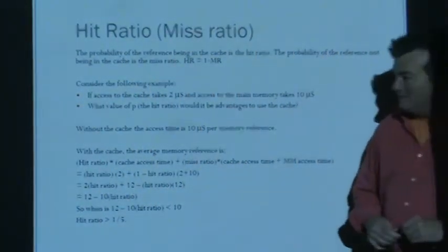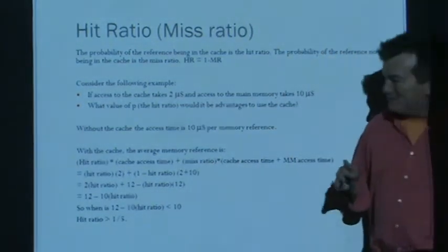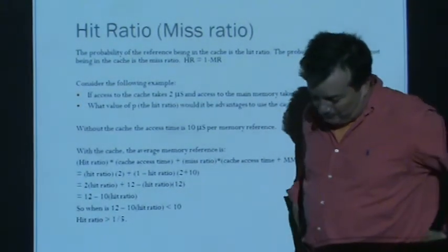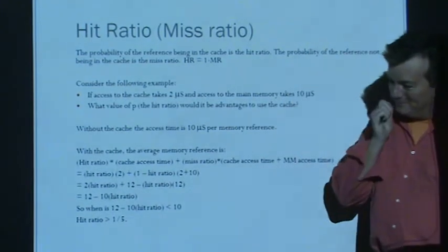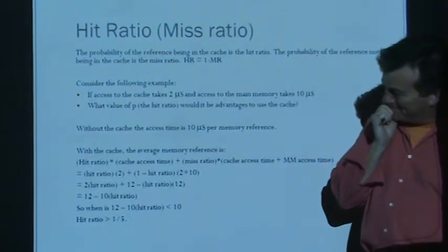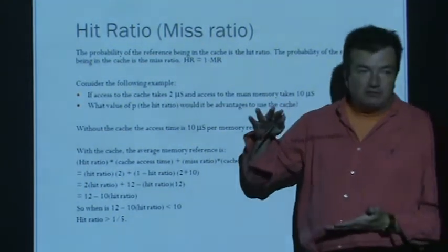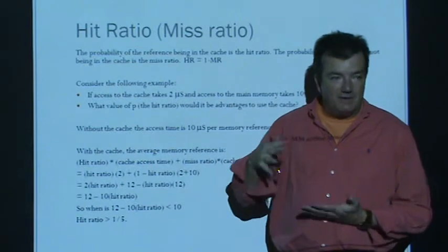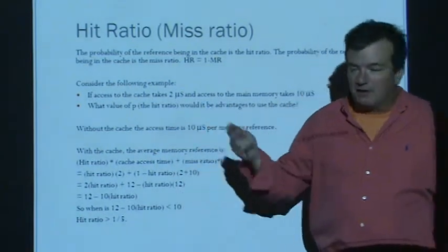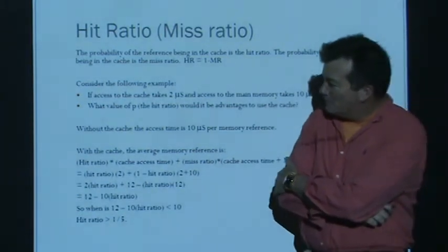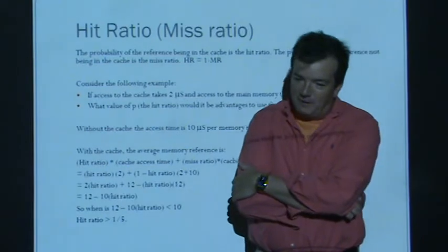Well, that's kind of an interesting question. When you're installing a cache, there's a trade-off. The smaller the cache is, the faster it is. But the smaller it is, the more you're going to miss, right? You're going to have a higher miss ratio.